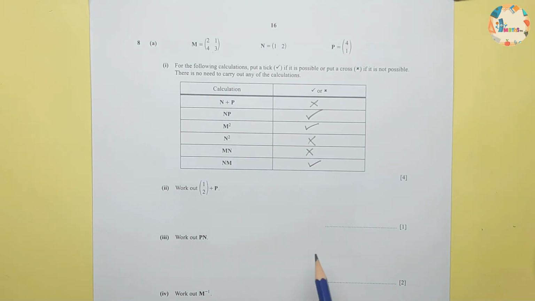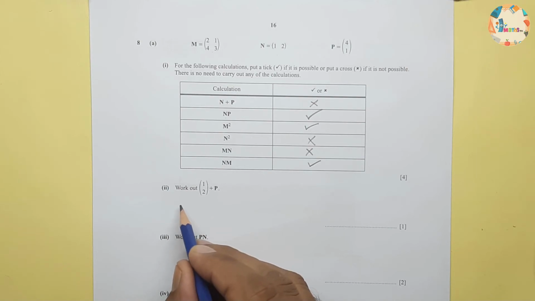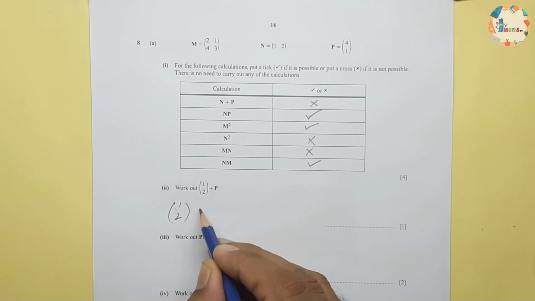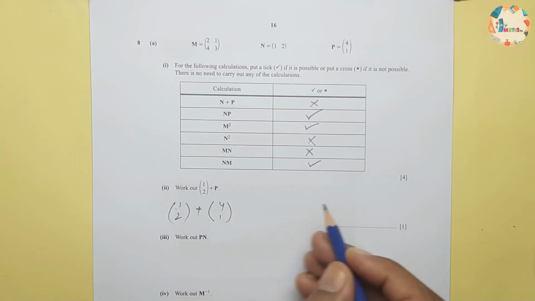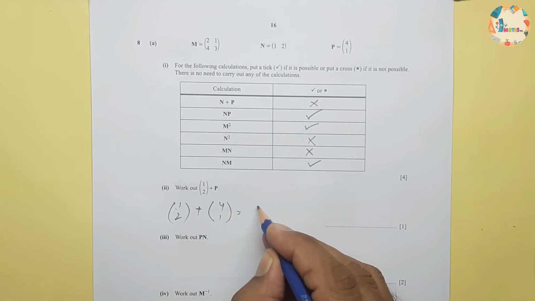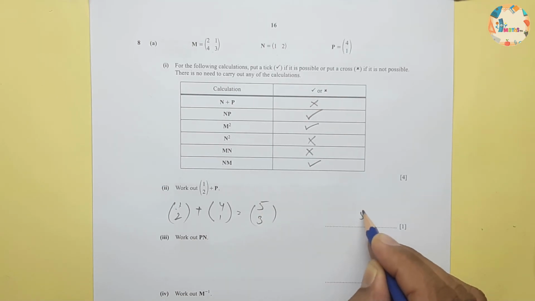So this is done. Work out 1 by 2 plus P. So 1 by 2 plus P, we will add in this one 1 and 2, 1 and 2 plus P will be 4 and 1, so just addition, 4 plus 1 will be 5 and 2 plus 1 will be 3, so the answer will be 5 and 3.